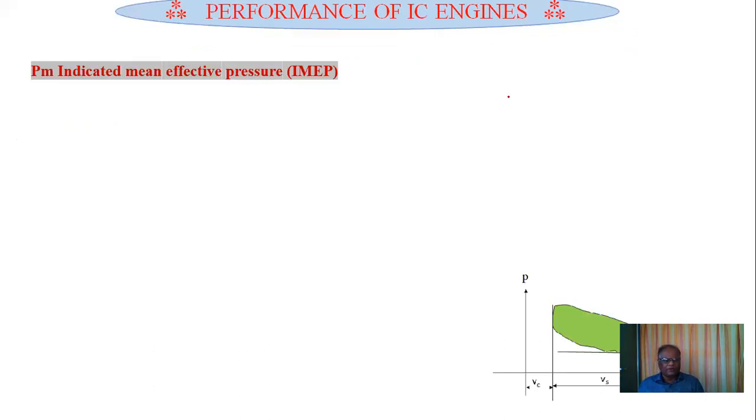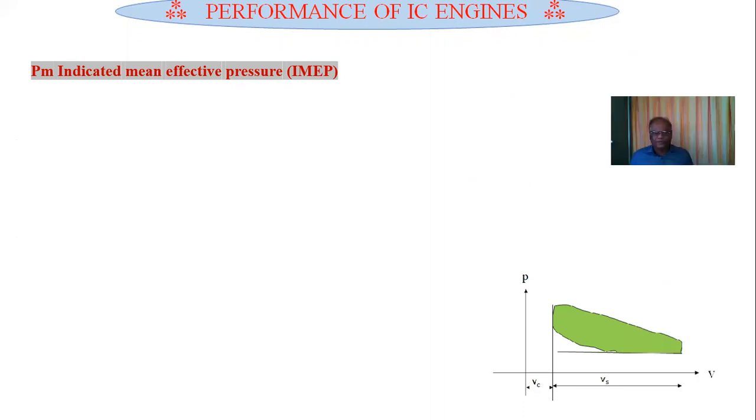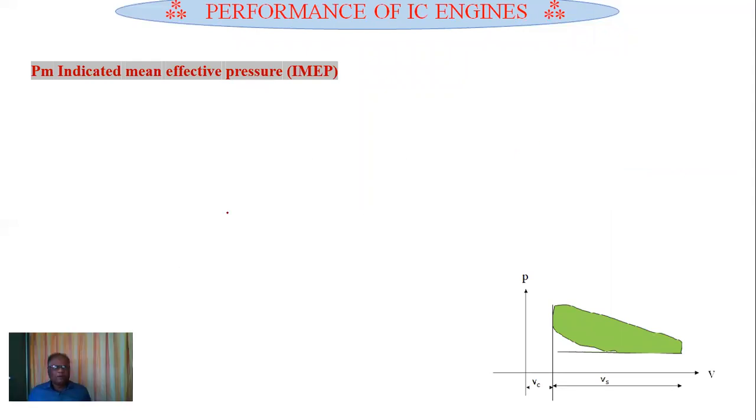Now, coming to the indicated mean effective pressure, how can it be calculated? As I told you, if I start from the suction stroke, during the suction stroke the pressure inside the engine cylinder is almost equal to the atmospheric pressure. It is shown here.